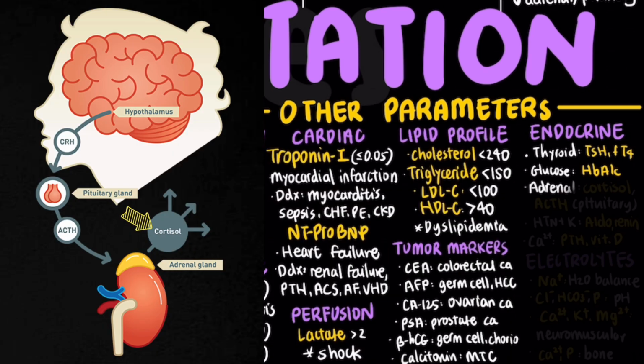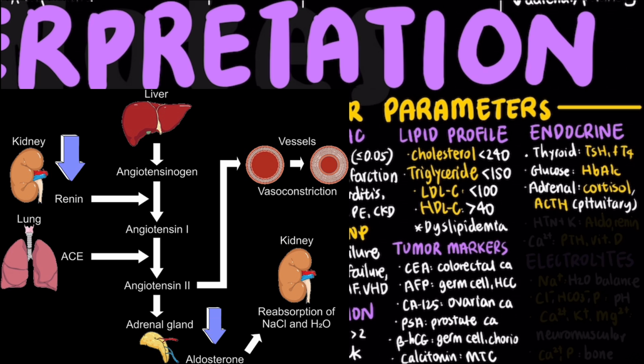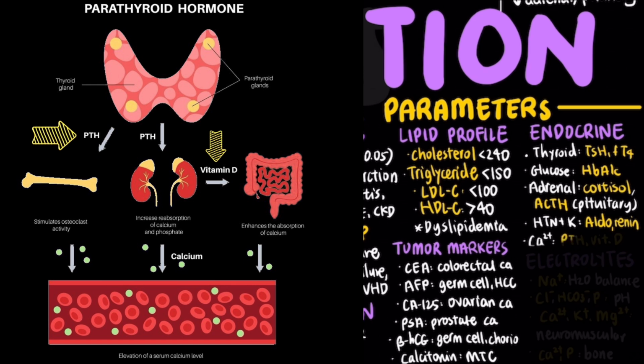Cortisol is the main hormone from the adrenal cortex. Low cortisol may suggest adrenal insufficiency. ACTH helps determine if cortisol issues are primary, which means adrenal, or secondary, which means pituitary. Aldosterone and renin are tested together to evaluate hypertension with hypokalemia. PTH, or parathyroid hormone, and vitamin D are tested for abnormal calcium levels.